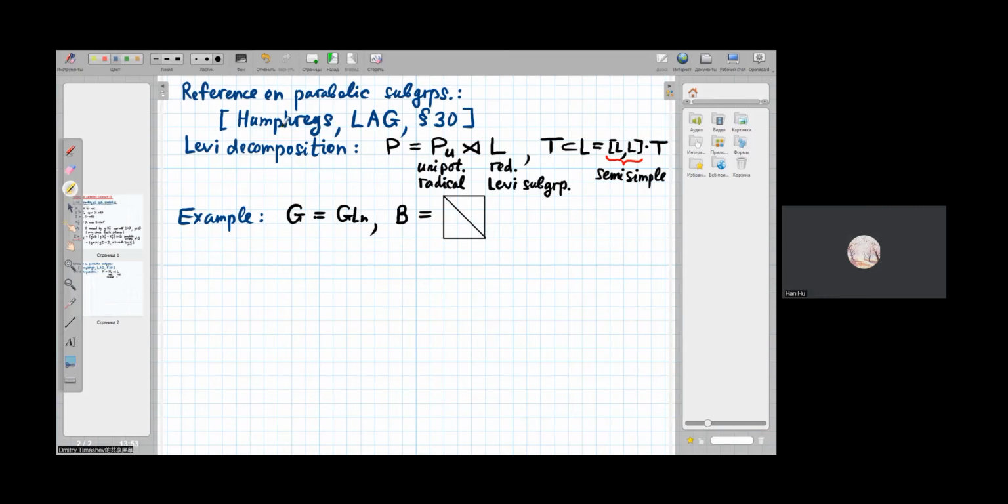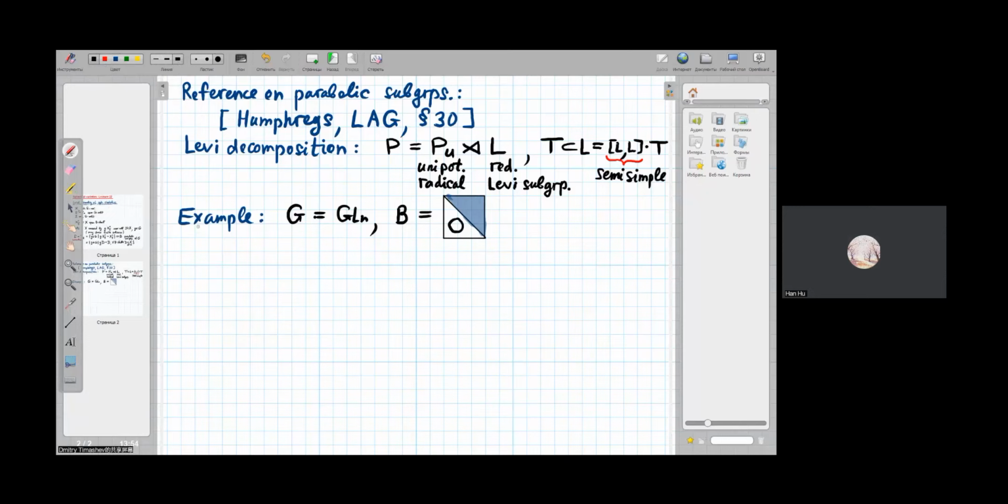So upper triangular matrices. We have something on the diagonal and zeros below the diagonal. Then any parabolic subgroup containing B actually consists of blockwise upper triangular matrices with some sizes of blocks. So any parabolic subgroup is of the following form.